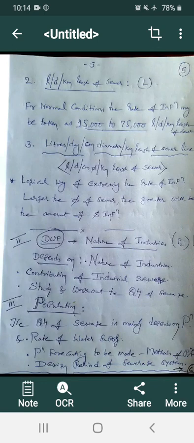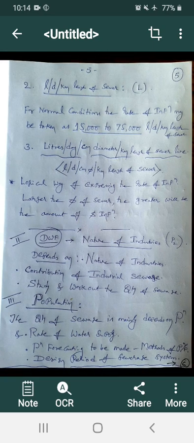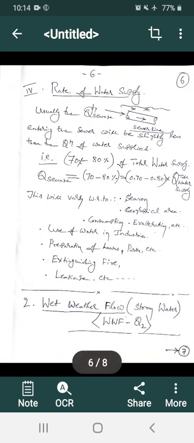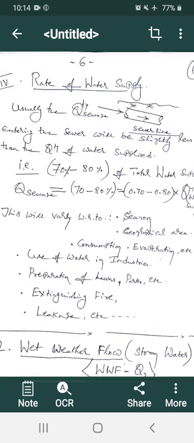Okay, now the population: population forecasting you have also studied, right? It mainly depends upon the population and the rate of water supply. How much water you are going to supply to the public is very important, and what amount returns as sewage. That is to be studied in this population topic. Okay, next the fourth one is rate of water supply. What does rate of water supply mean actually?